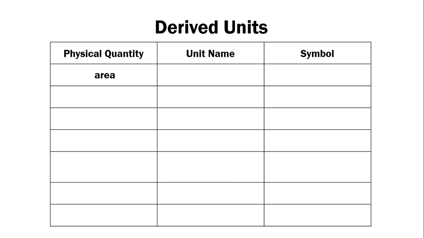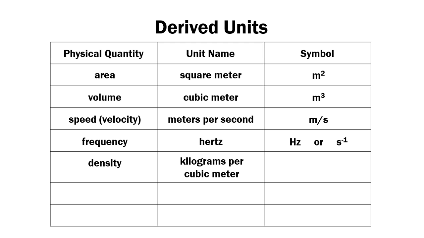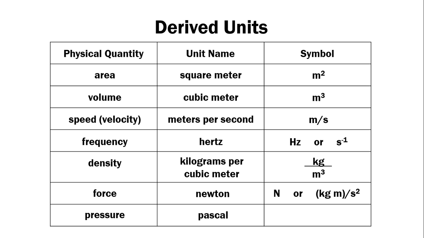For example, area would be the square meter. Volume is the cubic meter. Speed is meters per second. Frequency is hertz, which is also known as 1/seconds or inverse seconds. Density, in terms of the kilogram and the cubic meter, would be kilograms per cubic meter. Force is newtons, which would be defined as mass times acceleration, kilogram meter per second squared. And pressure, the Pascal, would be defined as force divided by area, so kilogram per meter second squared.